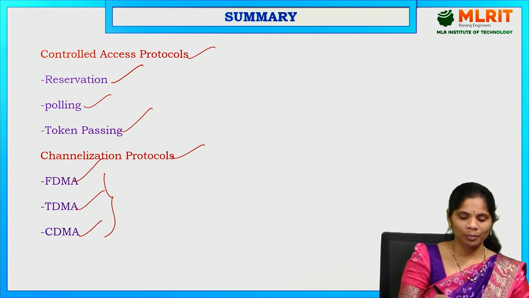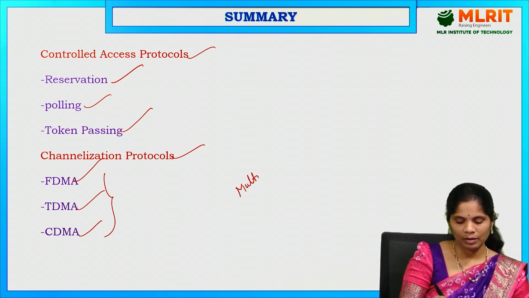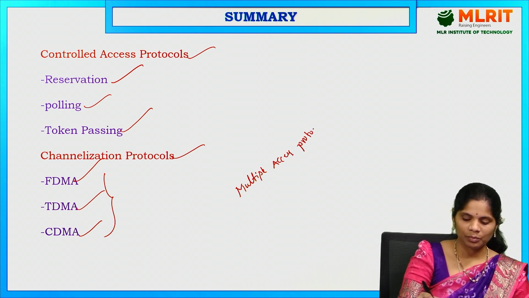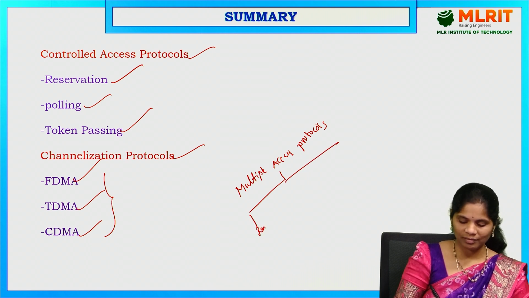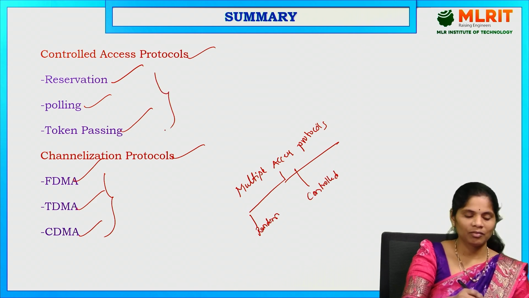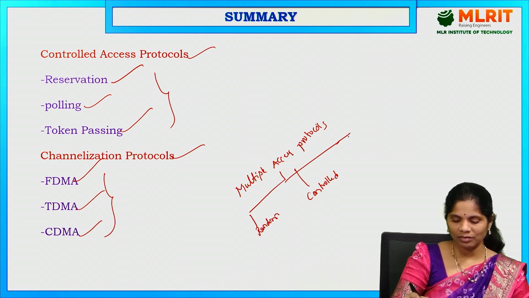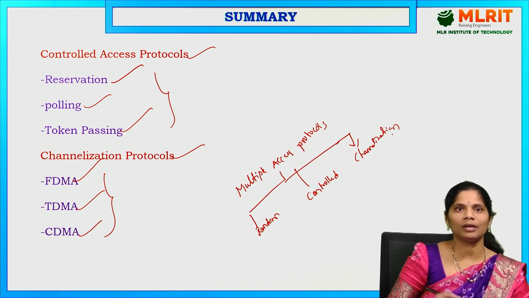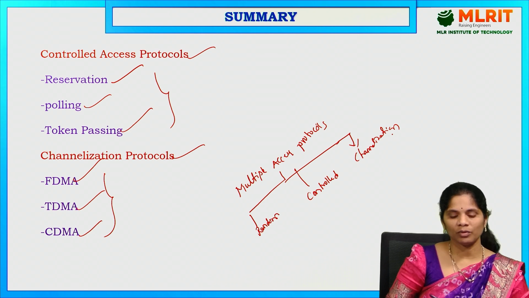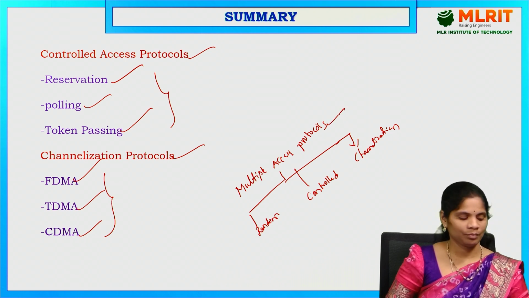Till now we completed multiple access protocols. Multiple access protocols are again divided into what? Random access protocols, where we randomly select the channel. Next, controlled access protocols, which are reservation, polling and token passing. Next we discussed channelization protocols, which are FDMA, TDMA and CDMA. These are all about the MAC protocols in the data link layer.